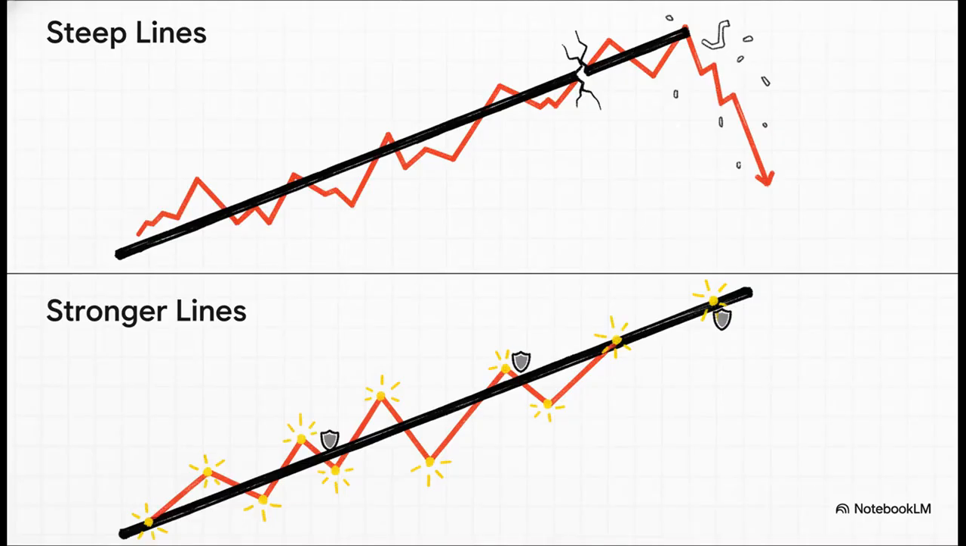And here are 2 more crucial rules to remember. First, be really careful with super steep trend lines. A line that's almost vertical usually represents some unsustainable panic or excitement, and it's probably going to break. Second, the more times a trend line gets tested, meaning the price comes down and touches it and bounces off, the stronger and more significant that line becomes.